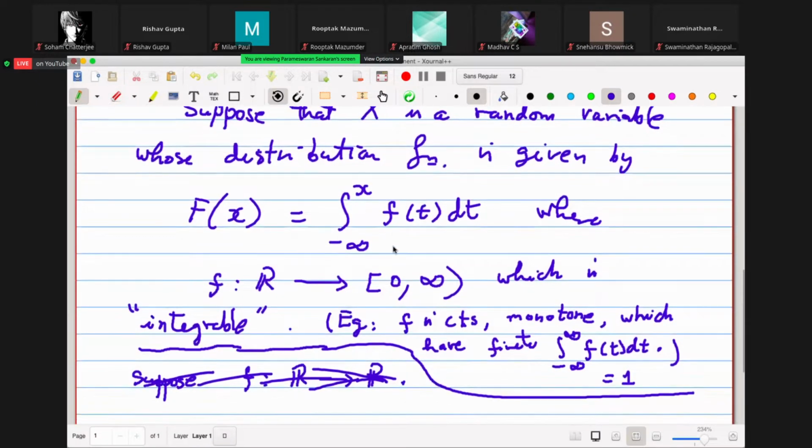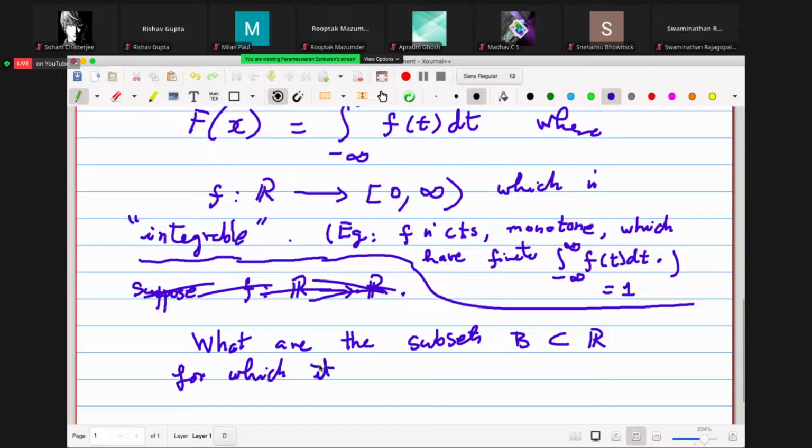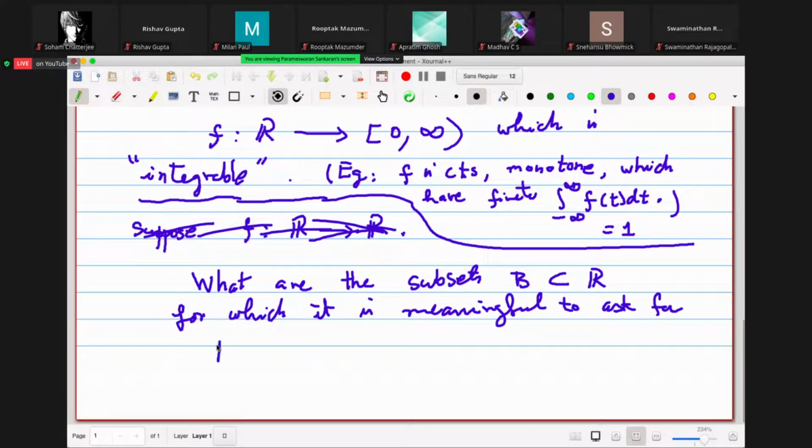So, what type of sets? What are the subsets B in real numbers for which it is meaningful to ask for probability that X belongs to B.